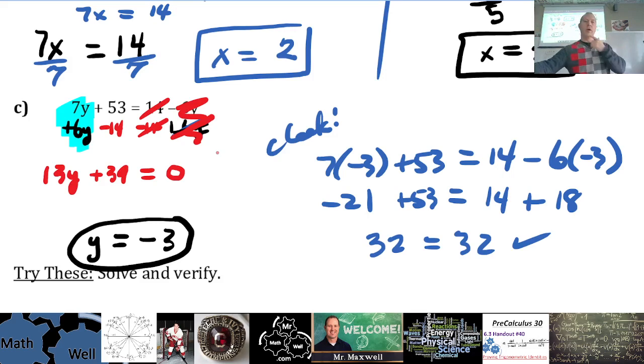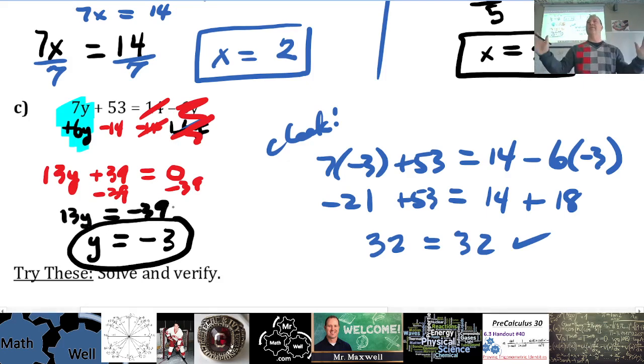So now you go, oh, I'm actually going to have to add minus 39 to both sides, and I'm going to get 13y equals negative 39, and then boom, you've saved it. Now you still get the right answer. Okay? So if you end up moving everything to one side and let it equal 0, no problem. Just move the constant term to the other side, isolate that variable.